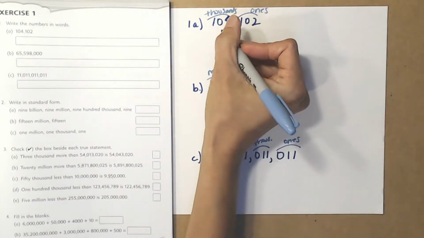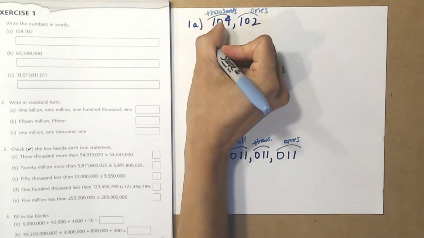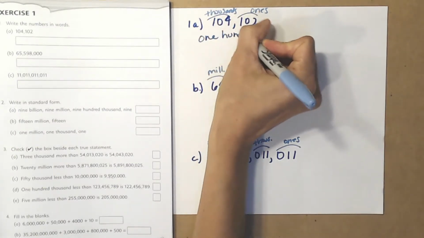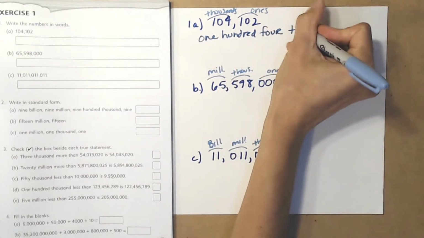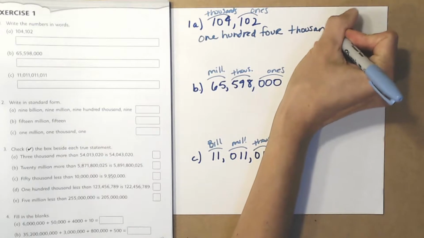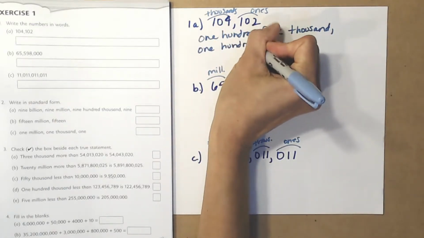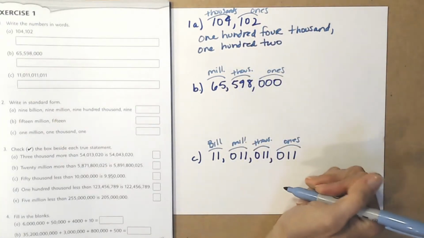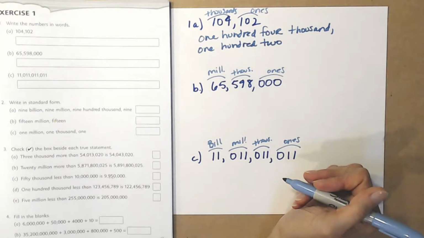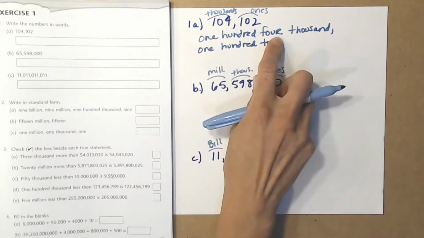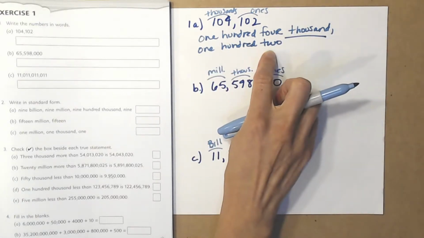So the way we write that is we write the thousands family first, and we write 104,000, and then 102. So we don't have to write "and", we don't have to say "and" 102. We just say 102. So 104,000, that's our thousand family, 102.